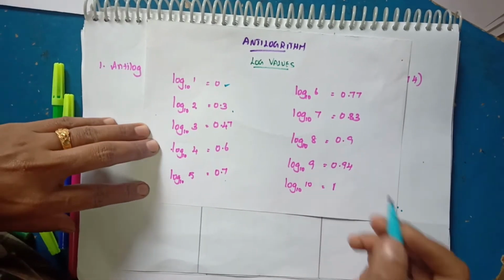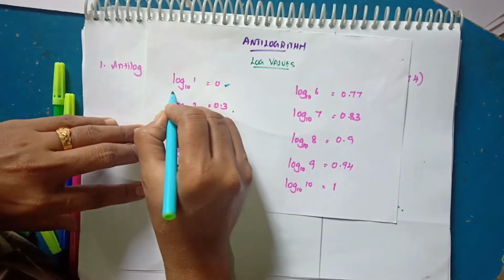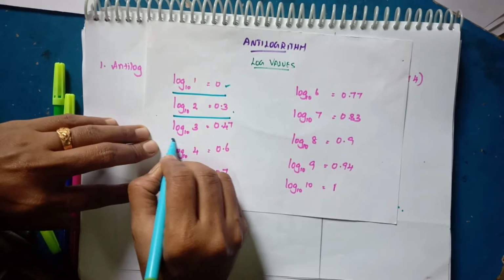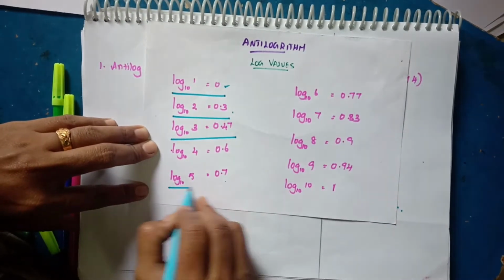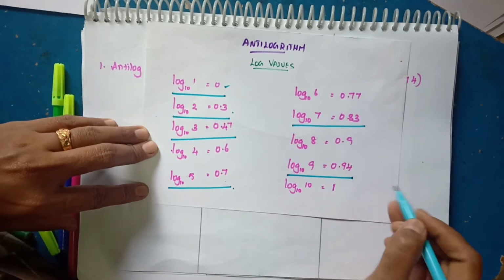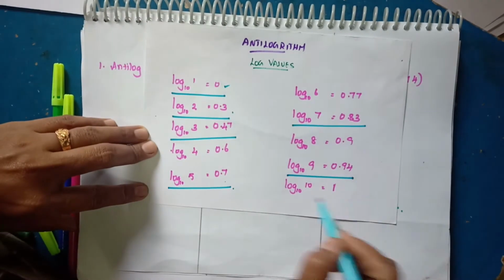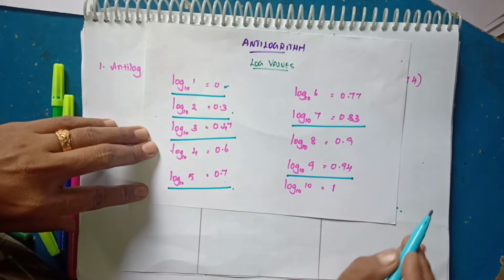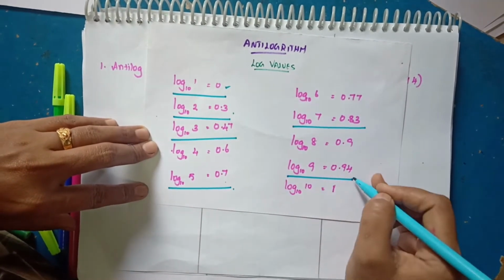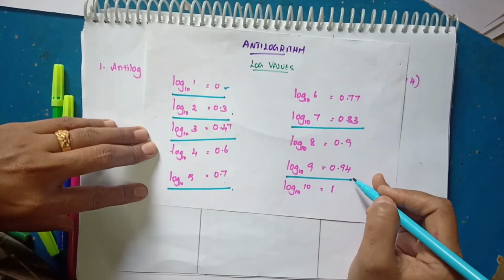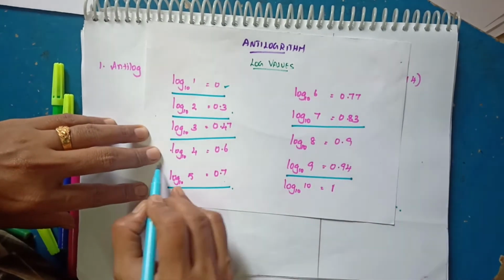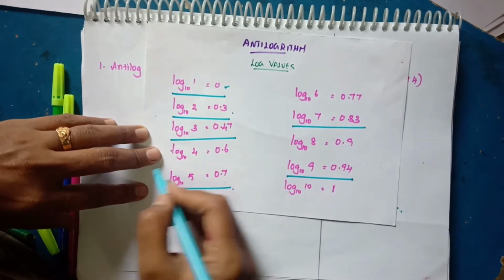Don't get confused. I have given you only the 5 values, and this is very important. Log 1 is 0, this is common, and log 10 base 10 is 1, this is also common. So you only have to memorize 1, 2, 3, 4 and 5. Only these values are enough to do the anti-logarithm also. The remaining ones are easy to memorize and easy to bring out.